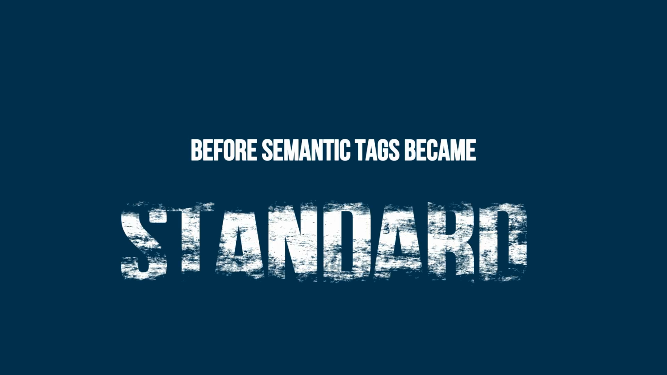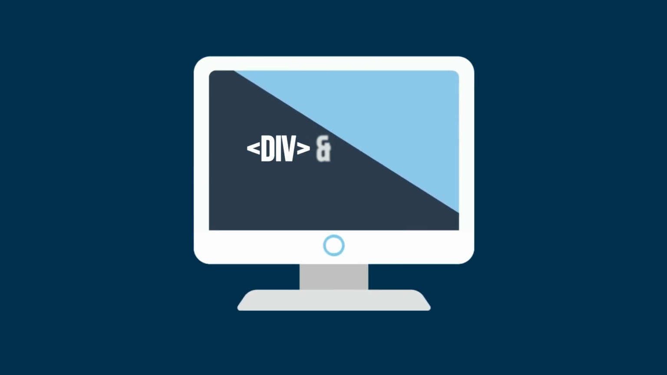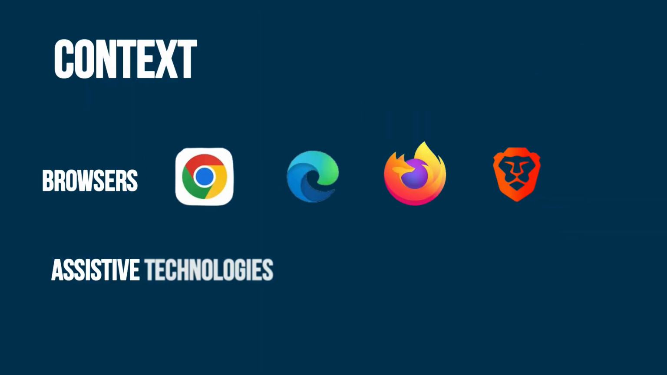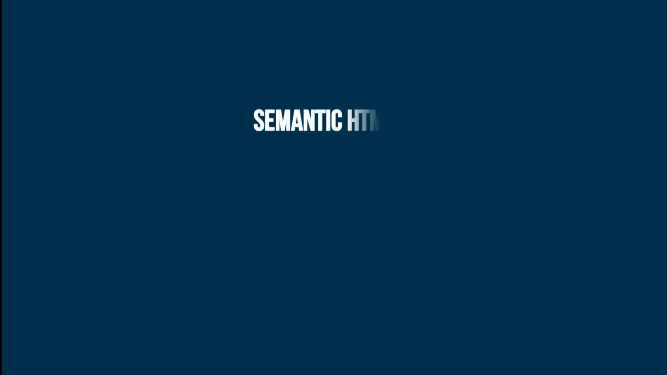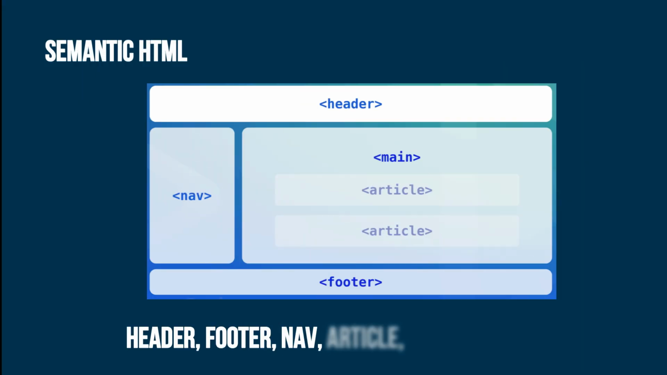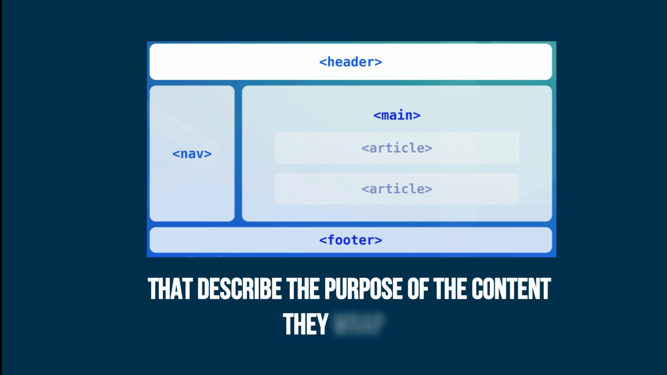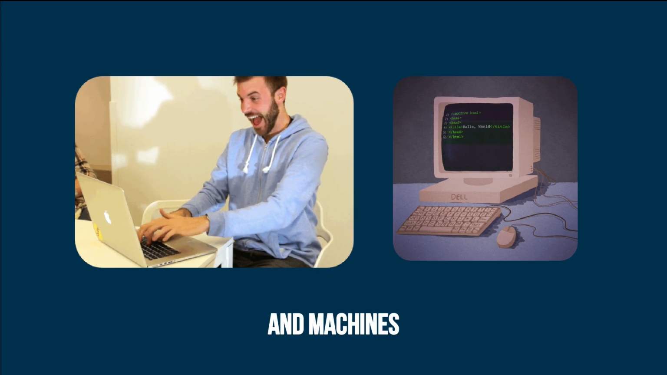Before semantic tags became standard, developers heavily relied on generic tags like div and span to build everything. The problem with this approach is that it doesn't provide any context to browsers, assistive technologies like screen readers, or search engines. It also makes the code harder to read and maintain. Semantic HTML introduces elements like header, footer, nav, article, section, and aside that describe the purpose of the content they wrap. These tags make the structure of a web page clear to both humans and machines.